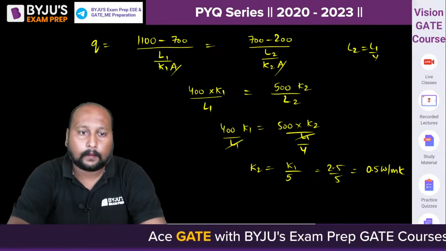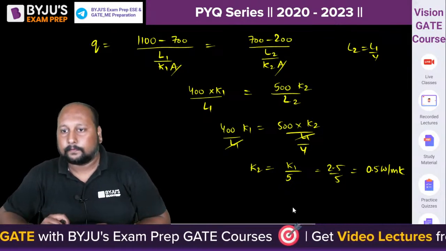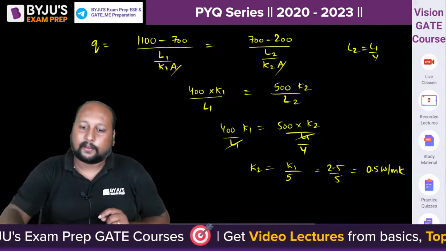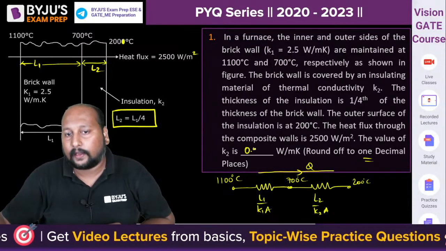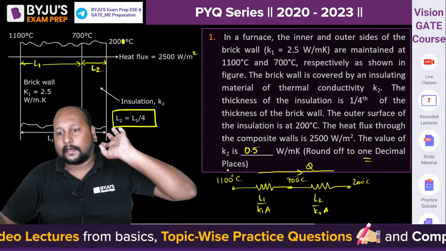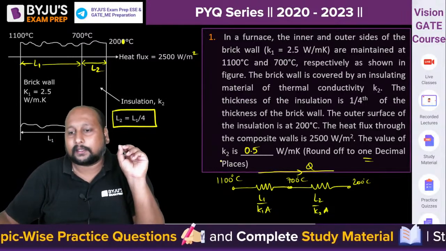Done. So can we go to question number 2? I think this is all set. 0.5, very good. So the correct answer, they are saying round off to 1 decimal, is 0.5 watt per meter Kelvin. And this was a 2 marks question. Can you believe it? A 2 marks easy question, guys.